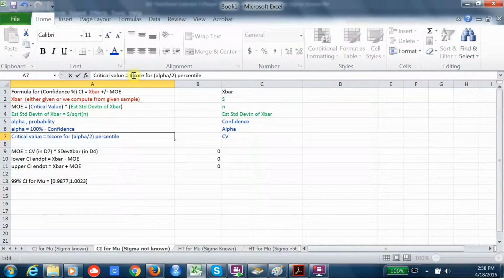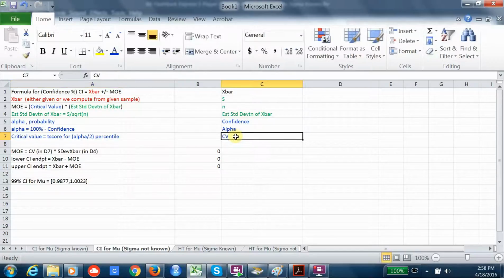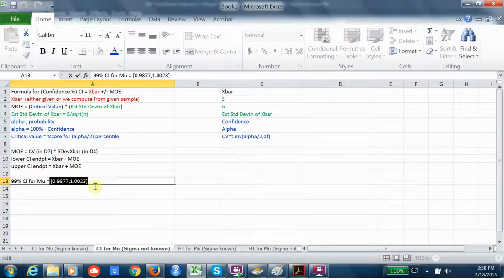Okay? And we have to be careful when we compute this critical value because it's going to be equal to t dot inv of alpha divided by 2. And I'm going to need my degrees of freedom. And that's going to be equal to n minus 1. Okay? And so now we go ahead, we do the same thing. We compute the margin of error like before, subtract it from x bar, add it to x bar, and we end up with our final confidence interval. So notice how similar it is. All we do is we swap sigma for S, and we swap the z-score for a t-score. It's actually very, very easy.